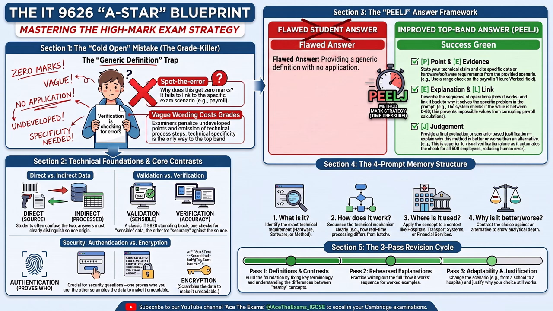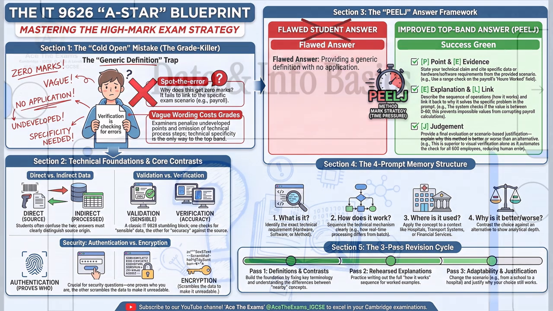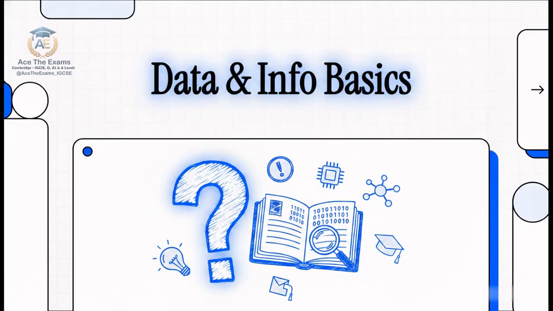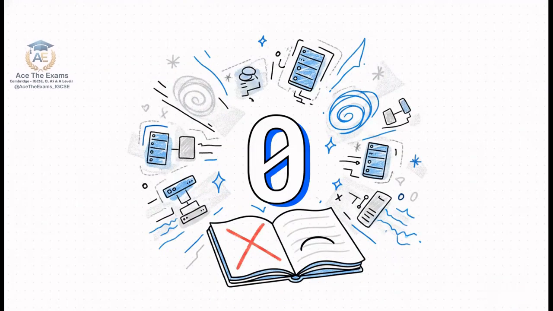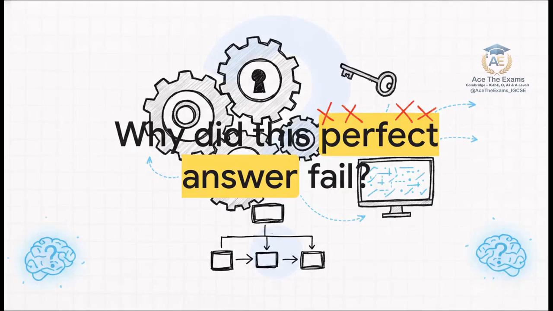How does a flawless data definition score an absolute 0? Let's decode this massive Cambridge IT exam mystery. Imagine grinding out the perfect technical answer on data processing, only to get slammed with a 0. How is that even possible? What hidden mechanism is the examiner actually demanding from you here?